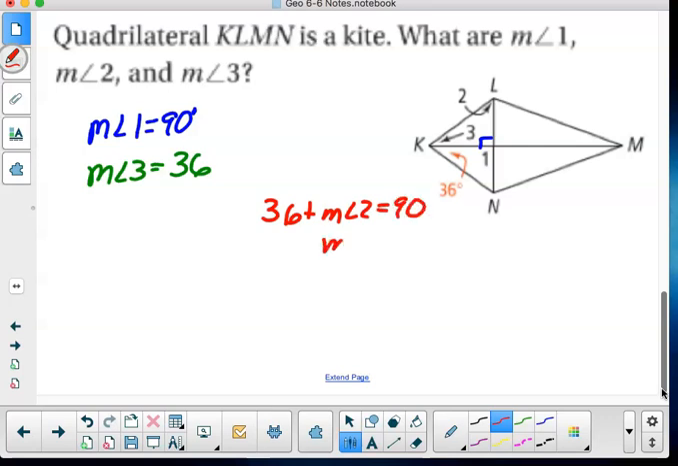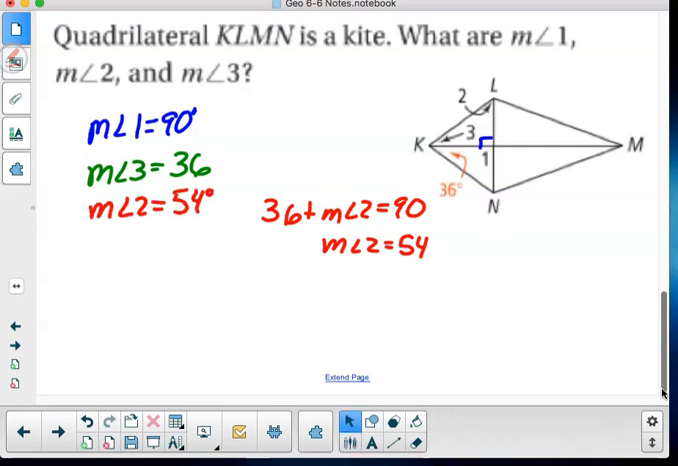When I subtract, I know the measure of angle 2 is equal to 54 degrees. So the measure of angle 2 is equal to 54 degrees. Now, I hope this is going well, and we'll see if we can continue with more of these problems.